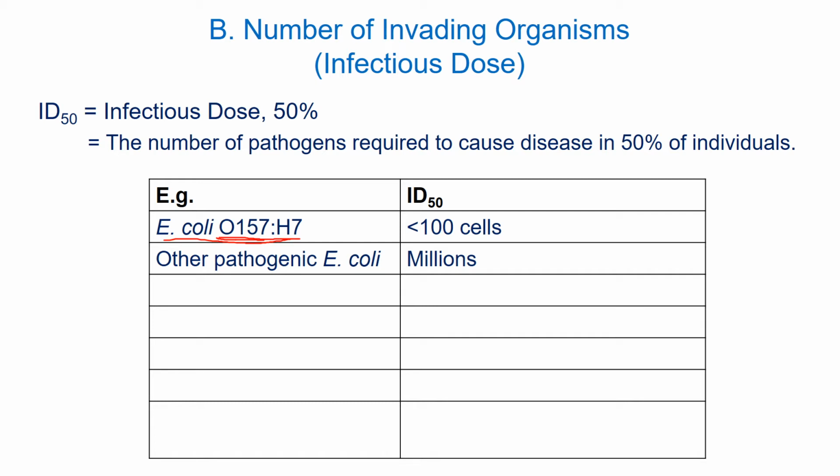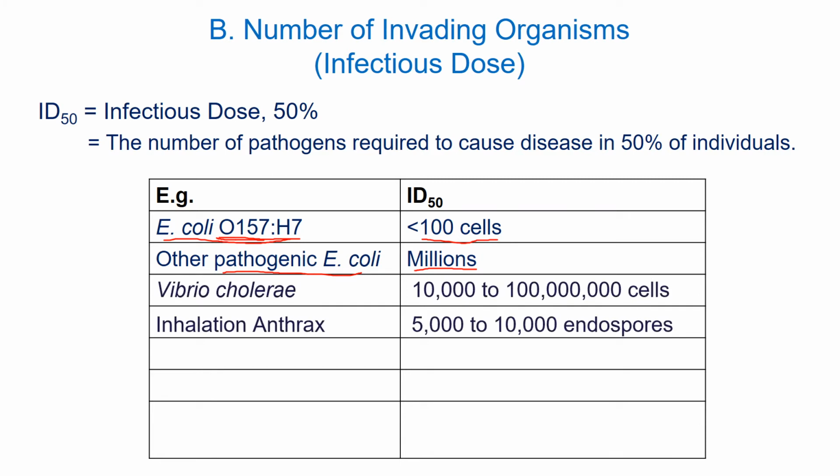Most pathogenic E. coli, so we're talking about traveler's diarrhea, you can see the numbers are in the millions that are going to cause some sort of infection. So that means if you're drinking contaminated water when you go to Mexico, you're drinking a lot of E. coli before you get that traveler's diarrhea. E. coli O157, you can see the infectious dose is estimated to be less than 100 cells, which means it's very, very serious. It doesn't take a lot in order to make people sick.